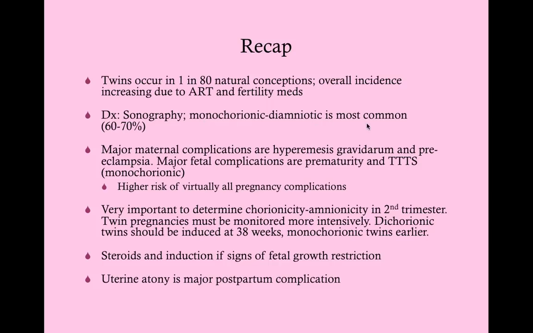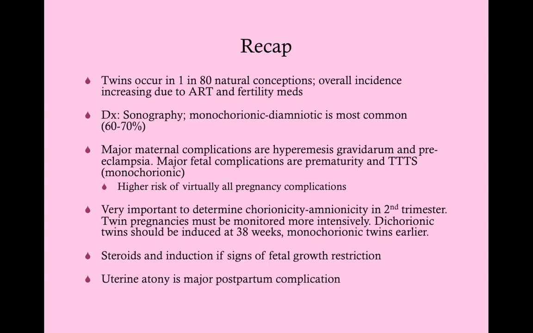Monochorionic diamniotic is the most common type of twinning. In that case, you have a shared placenta and 2 separate amniotic sacs. And the major complication from that is twin-to-twin transfusion syndrome, along with all the other complications of twinning. Major maternal complications are hyperemesis gravidarum, because the HCG level is higher, and a much higher risk of preeclampsia because there's just more placenta, and it's the placenta that we think is the originating etiology of preeclampsia. Major fetal complications are prematurity, which goes for all twins, and twin-to-twin transfusion syndrome in monochorionic twins.